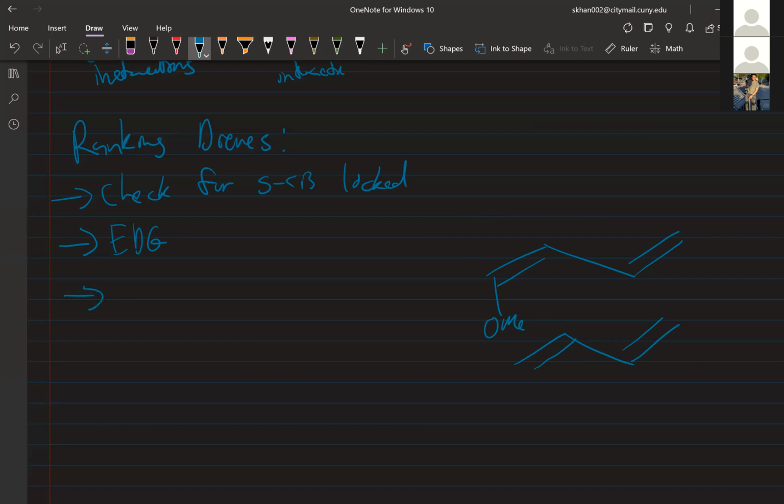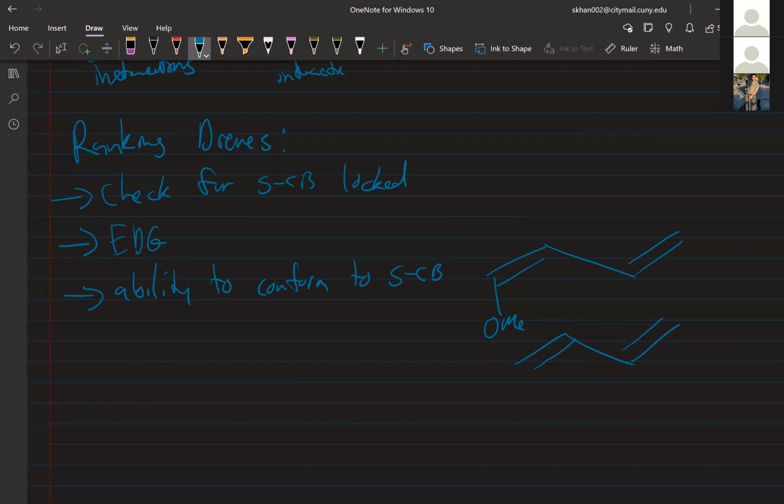So then the next thing is ability to conform to S-cis, which is what we just did in this question for choices A through C.